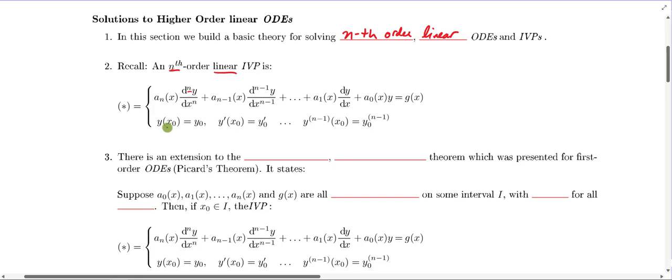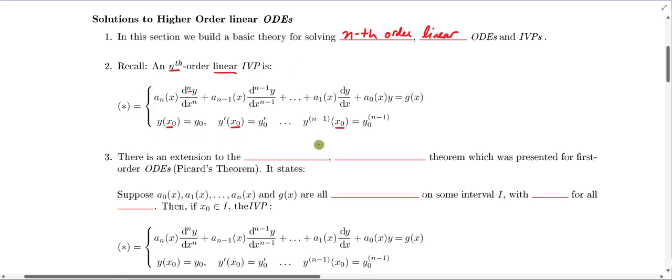One thing to point out is that this is an initial value problem because the independent variable is the same in each of those conditions. Otherwise, this wouldn't be an initial value problem. It'd be something called a boundary value problem, which we'll look at briefly in class next time.